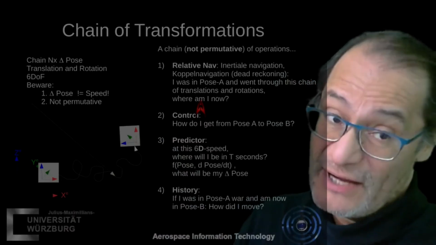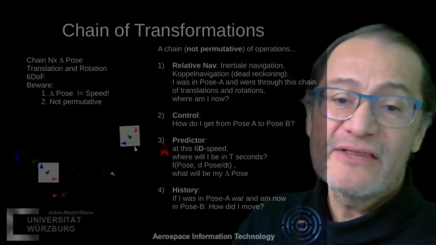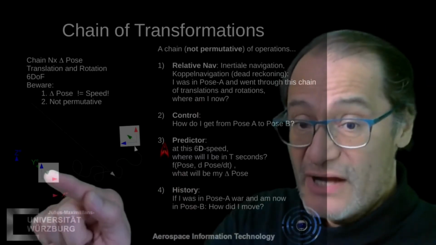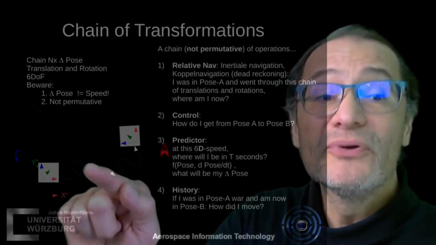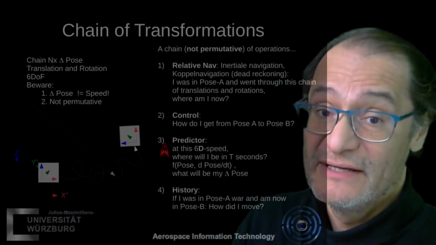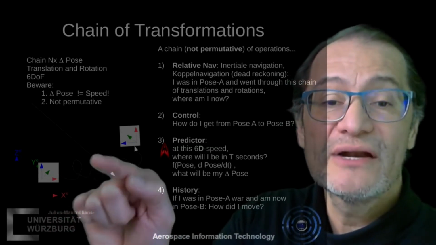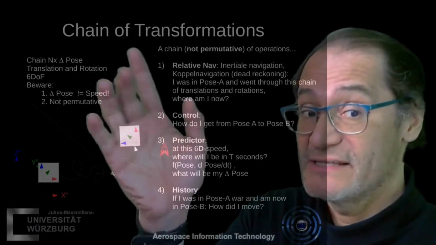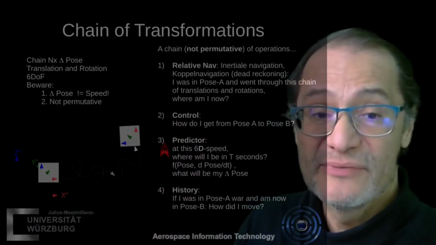And then we have the prediction, the predictor. In the predictor, I know my position now, pose, not only position, and I can read my movement speed, rotations and translation. And then I would like to know, if I do nothing, if I change nothing, where will I be in 1 second, in 10 seconds, or in 1 minute? This is the prediction, and this is something like a simulation.